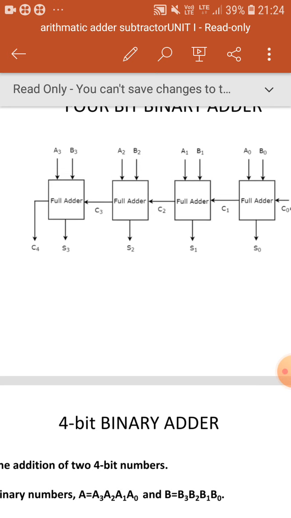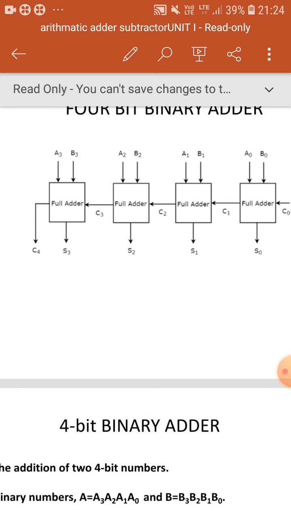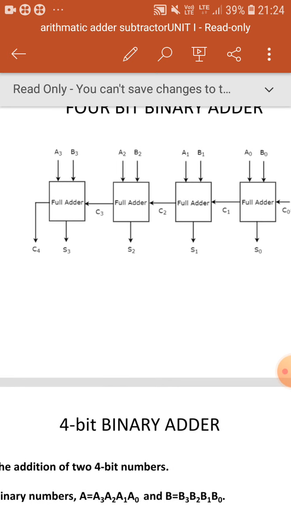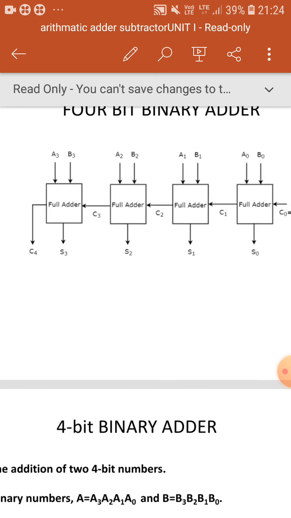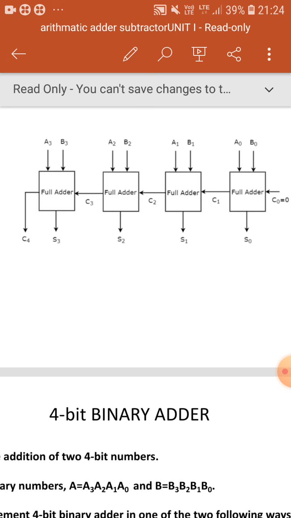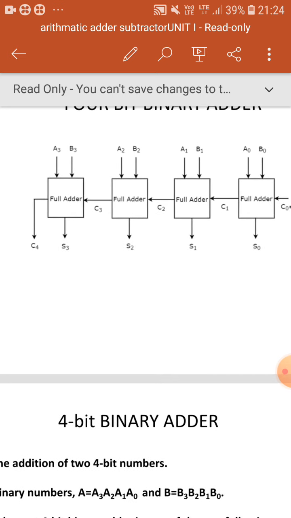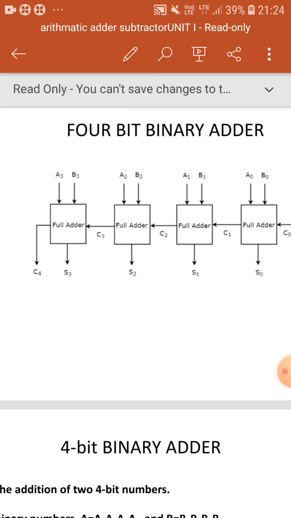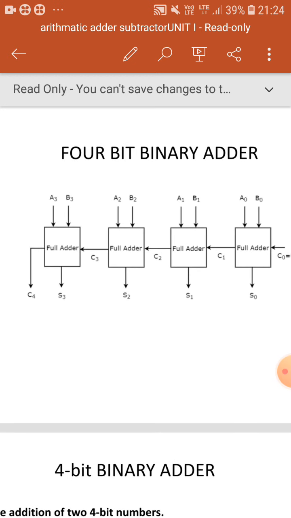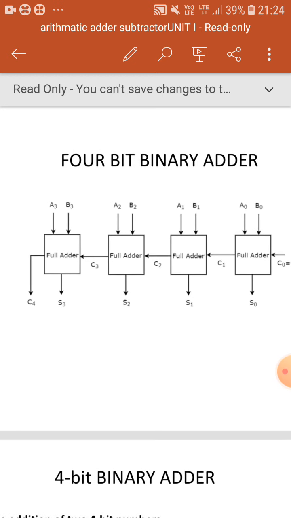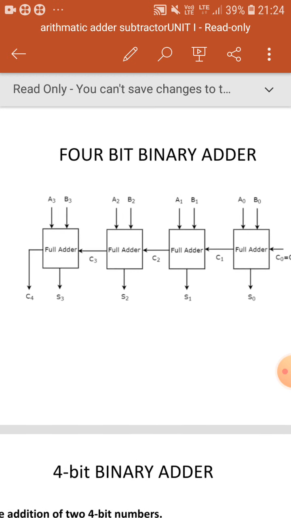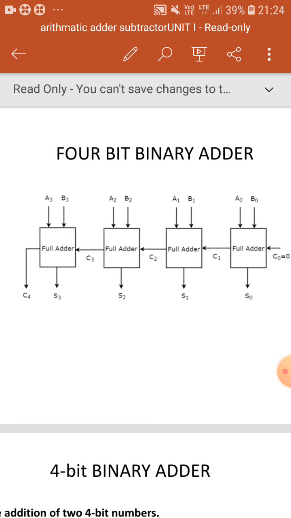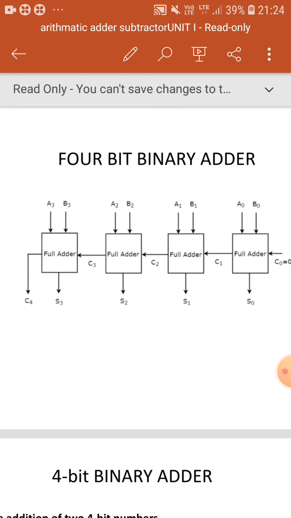When you add A3 to A0 and B3 to B0, you will get C4 to S0. S3 to S0 is the sum bits, C4 is the carry bit. So when you add two 4-bit binary values, you will get 5 bits of data: C4, S3, S2, S1 and S0. This is the working of the 4-bit binary adder.